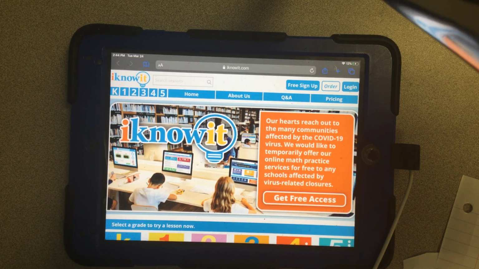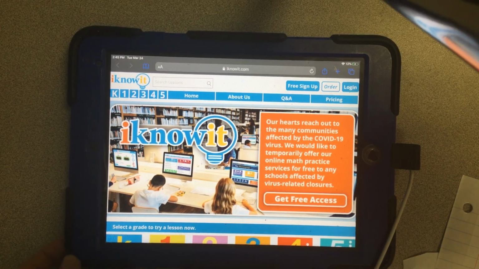Okay, today is March the 25th. It's Wednesday, and today you all are going to do an activity on Iknowit.com. This will be our formal assessment for mean, mode, median, range, and our order of operations.